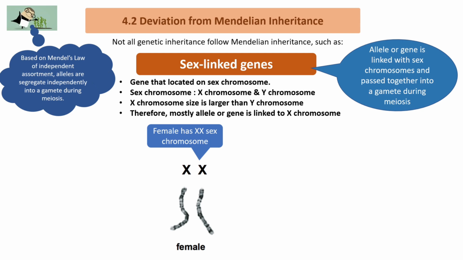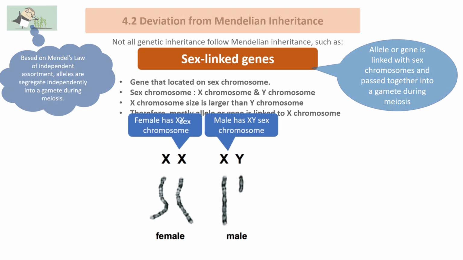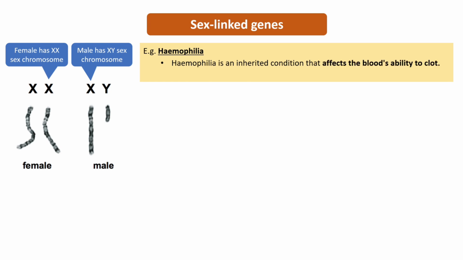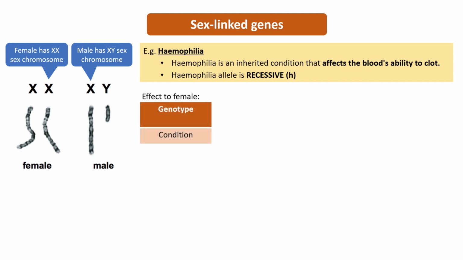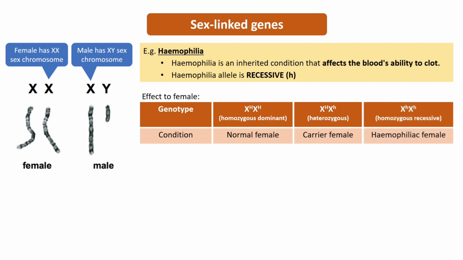Female has XX sex chromosomes. Meanwhile, male has XY sex chromosomes. The example used is hemophilia. Hemophilia is an inherited condition that affects the blood's ability to clot. The hemophilia allele is recessive, small letter h. The effects of the hemophilia allele on females are: homozygous dominant XHXH is a normal female, heterozygous XHXh is a carrier female, and homozygous recessive XhXh is a hemophiliac female.